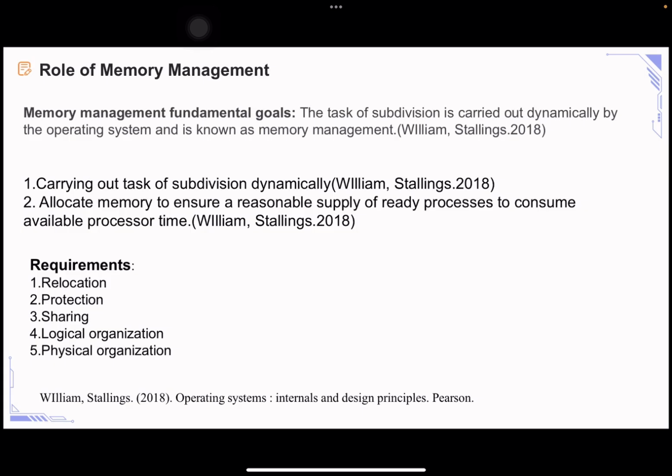What about memory management? This is the task of subdivision, which is carried out dynamically by the operating system and is known as memory management. Here you can see the two goals. The first one is carrying out the task subdivision dynamically and allocating memory to ensure a reasonable supply of ready processes to consume available processor time. And what about the requirements? I mean, what should memory management do? The first one is relocation, then protection, sharing, logical organization, and physical organization.